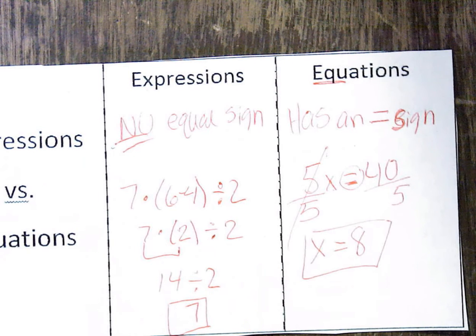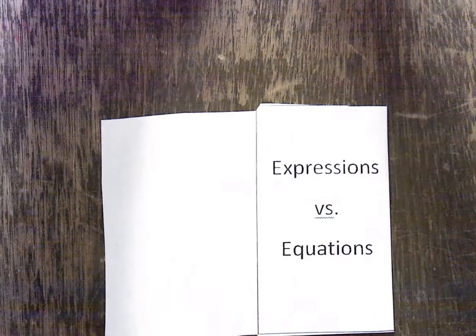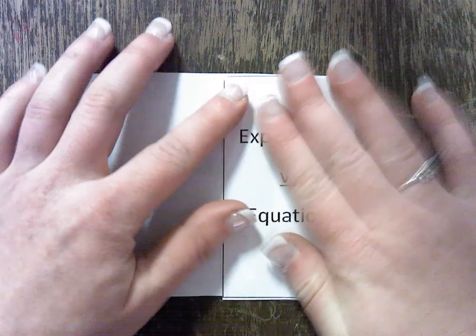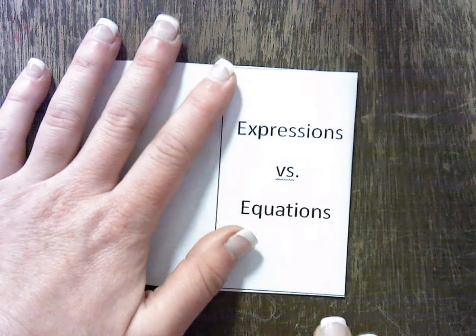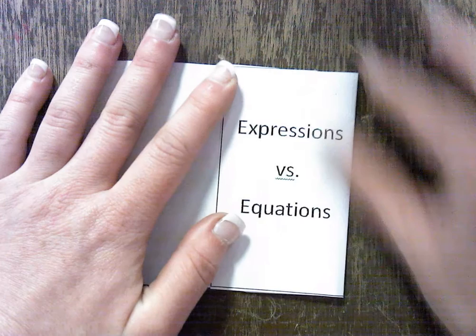So now I'm going to tell you how to fold it. You're going to take the expressions versus equations, like the title part, and fold it back. Fold it back like that. And you might want to go ahead and put some glue on here and glue it so that it stays like this. That's the title. So go ahead, put some glue on the back of that so it won't keep flipping all over the place.